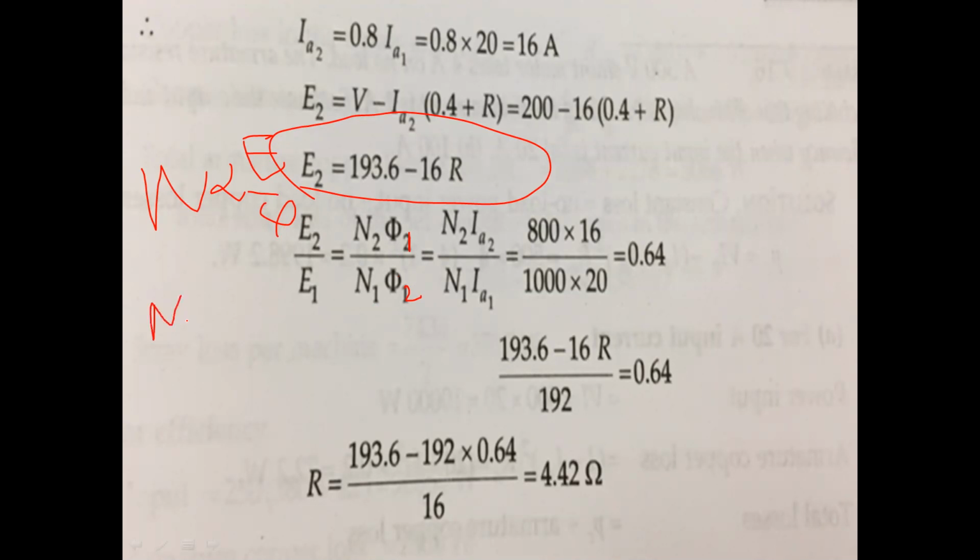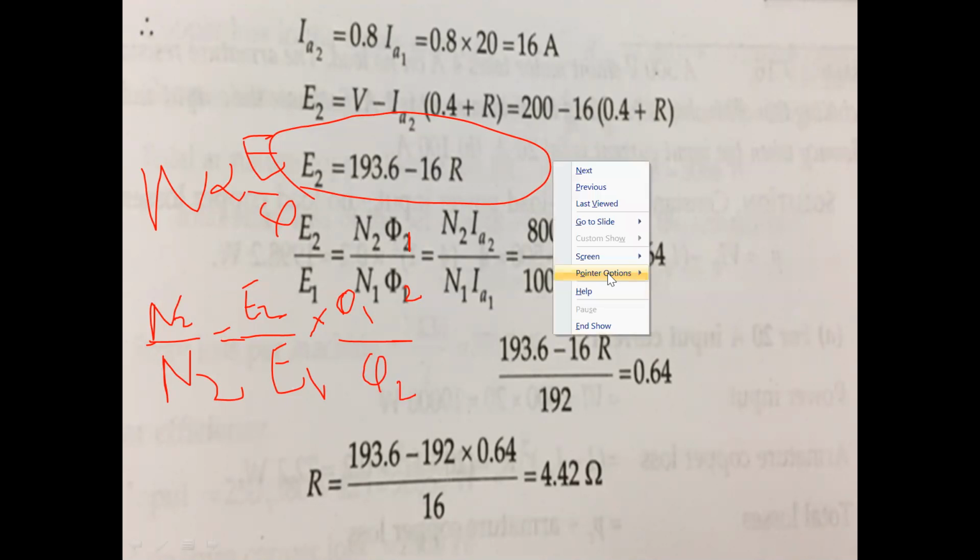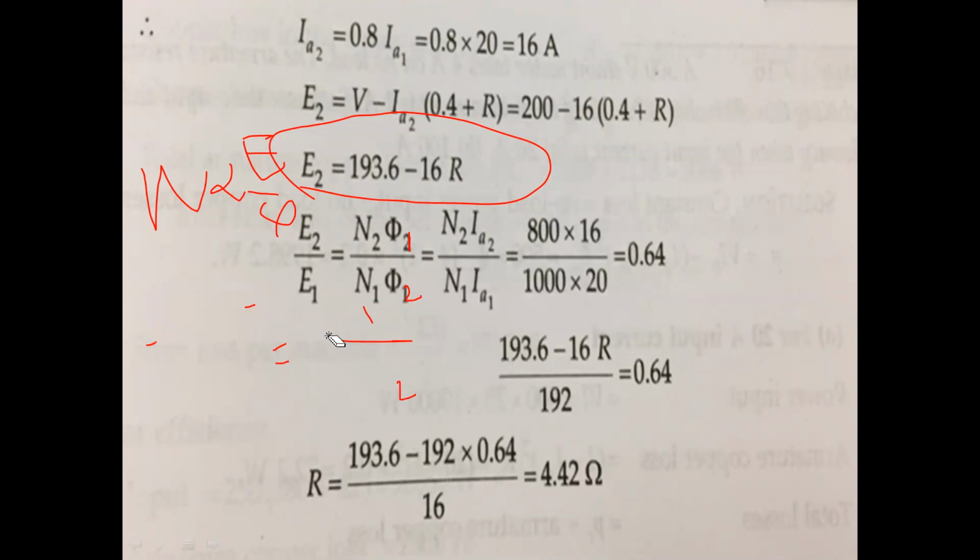N2 by N1 equals EB2 by EB1, and the fluxes are in reverse ratio, that is φ1 by φ2. Therefore E2 by E1 equals N2 into φ2 by N1 into φ1. Yes, φ2 by φ1 is correct.